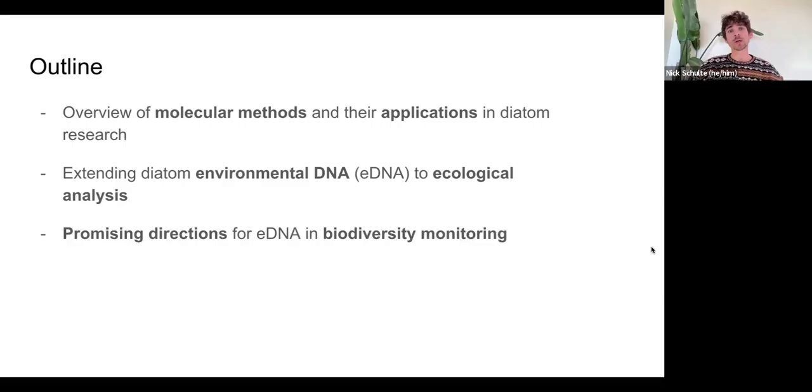So the brief outline will be that I'll give that brief overview of molecular methods and their applications in diatom research. Then I'll dig deeper into environmental DNA specifically, and I'll define that in just a moment. But generally, DNA that's found in the environment, either in a biofilm or in the water, and I'll extend that eDNA to ecological analysis. And then I'll talk a little bit about some general directions that eDNA is being used in biodiversity monitoring outside of and within diatom research.